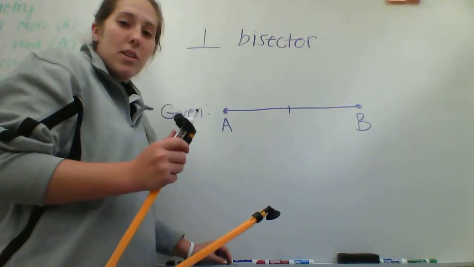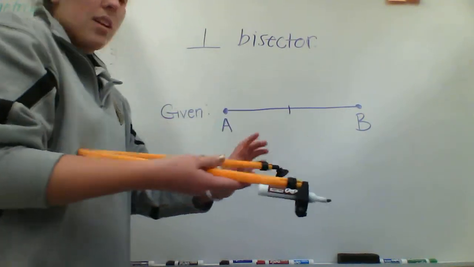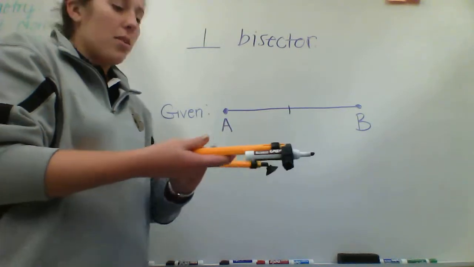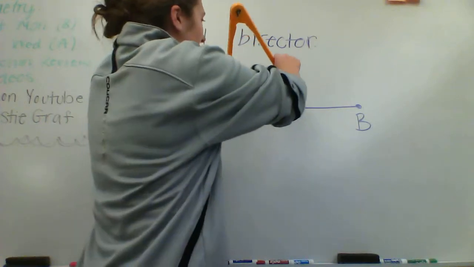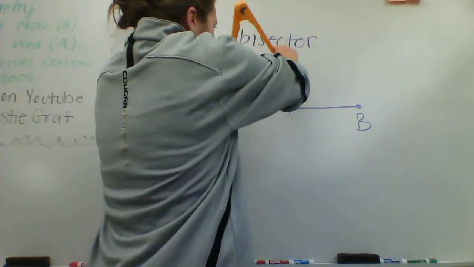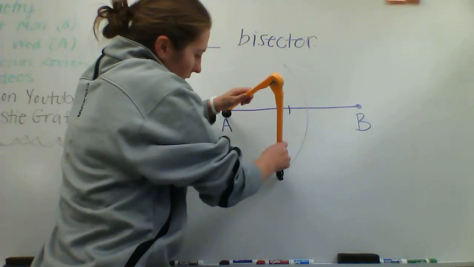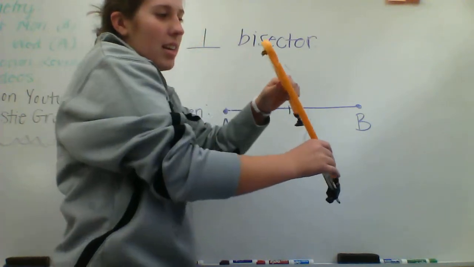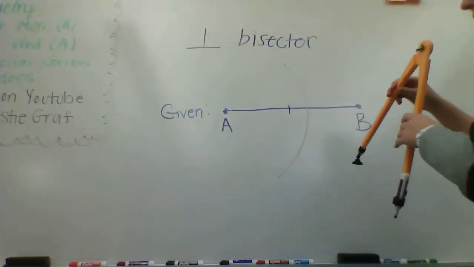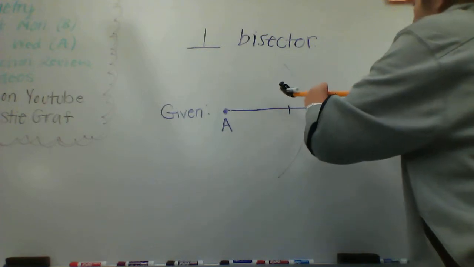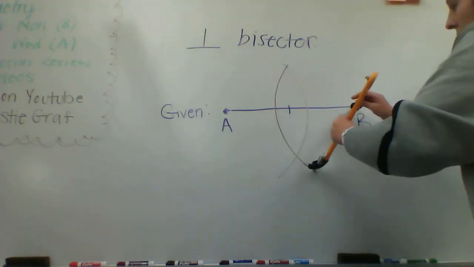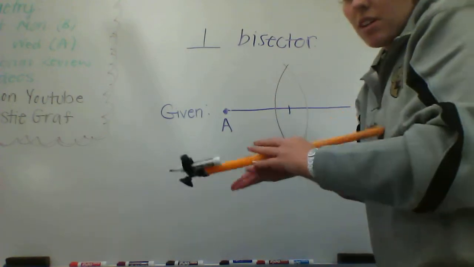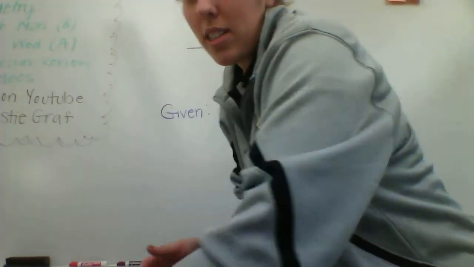So we have our two endpoints. What we're going to do is put the suction cup end on it. You're going to put the needle point end of the compass on A. Then you're going to go a little bit past halfway, what you think is halfway, and draw the half of the circle. Freeze it and go to the other side and put the suction cup on the other endpoint. And once again, draw the half circle. So you're just going a little bit past halfway and drawing the semicircle.